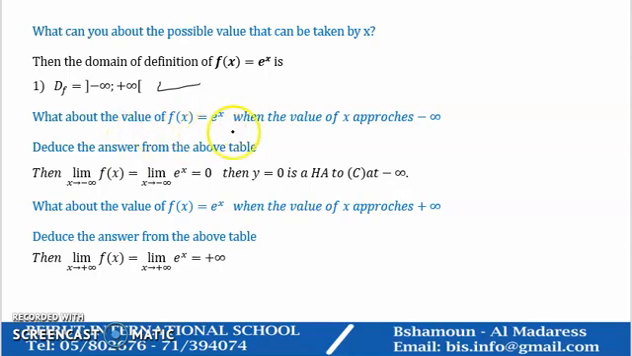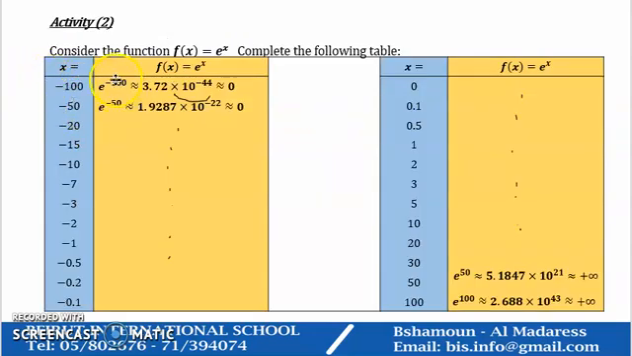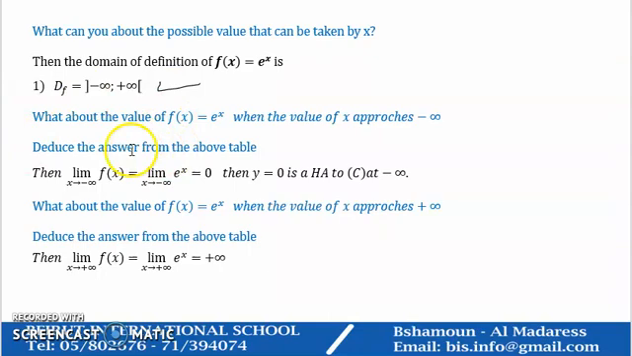What about the value of f of x equal e^x when x approaches negative infinity? For example, when x equals negative 100, I notice that the answer will be approximately what? 0. So I can deduce that the limit of f of x when x tends to negative infinity equals approximately 0. In other words, it's not allowed to write it, but in fact I'm going to say it here. I'm going to repeat it.